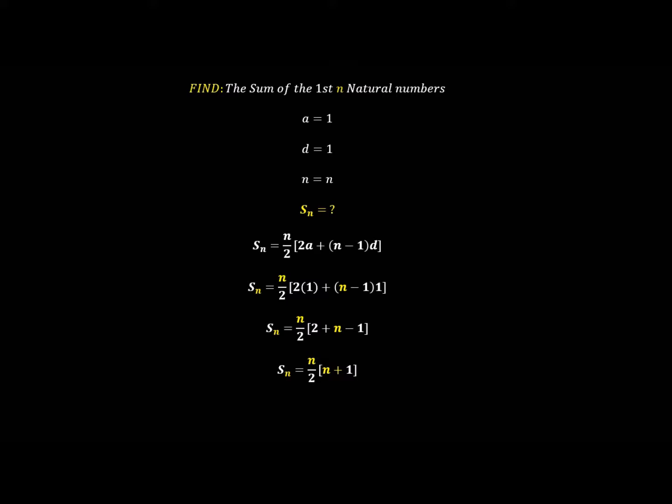Now, since they haven't told us the value of n, it is perfectly fine to leave your final answer in terms of n. You don't have to go any further. You can just leave the n in the formula as it is. So our final answer will be the sum of the first n natural numbers is given by Sn is equal to n by 2 into n plus 1. No need to go any further. You can leave the n as it is.